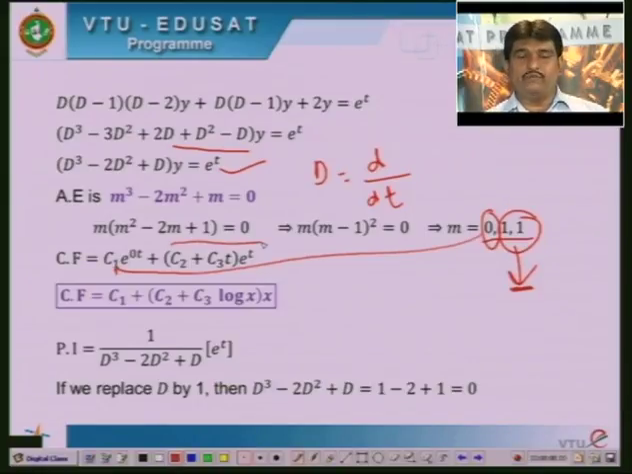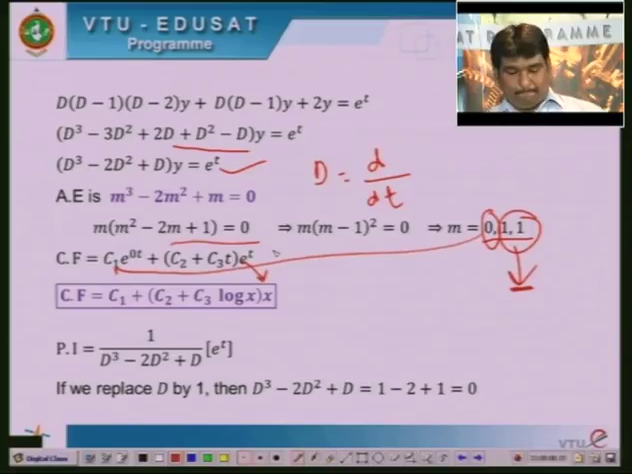Now you convert t in terms of x using the known substitution. e to the power of t is x, t is log x. So the complementary function contains three arbitrary constants c1, c2, c3 because the given differential equation is of third order. So the complementary function is c1 plus c2 plus c3 into log x into x.